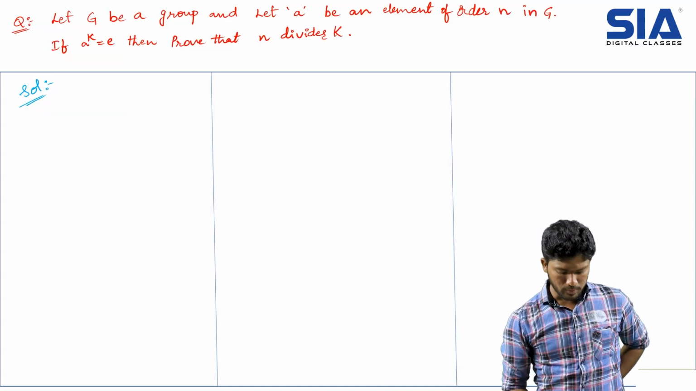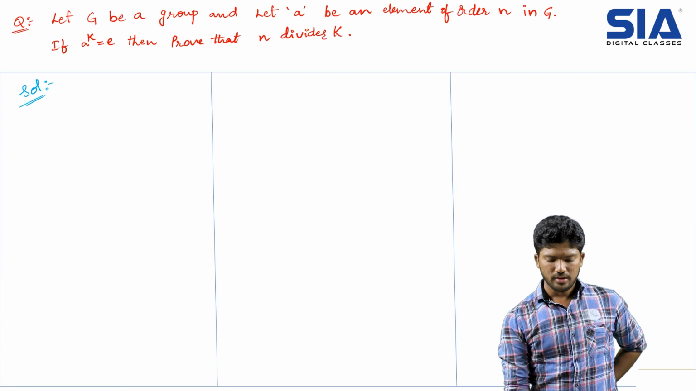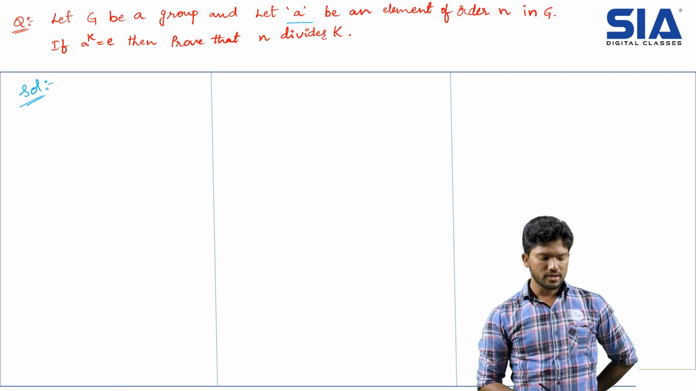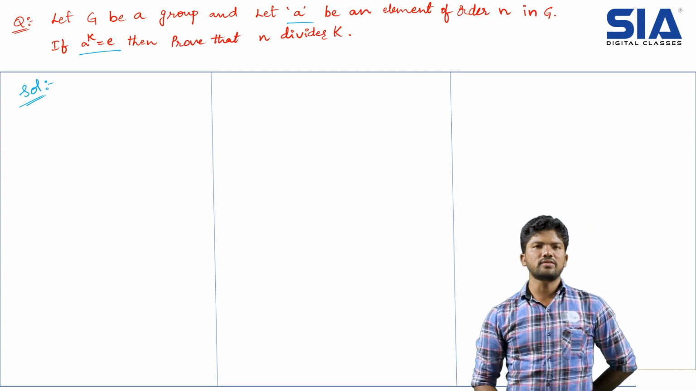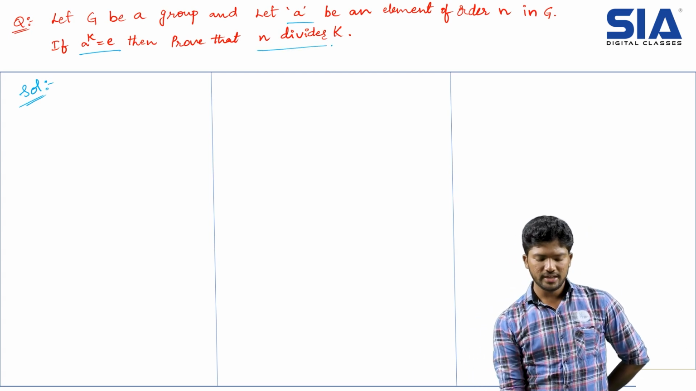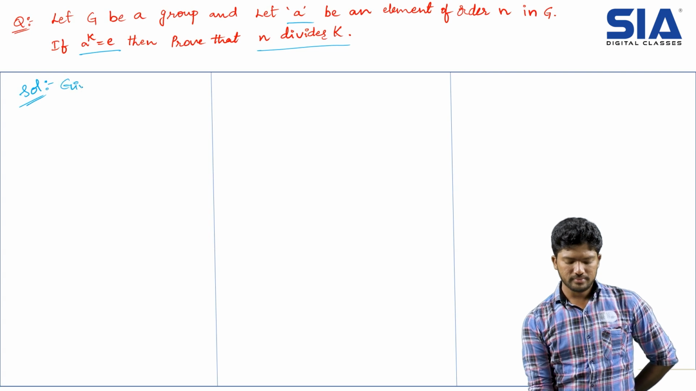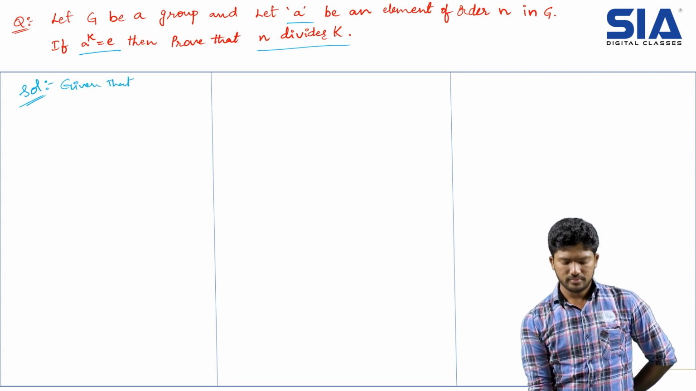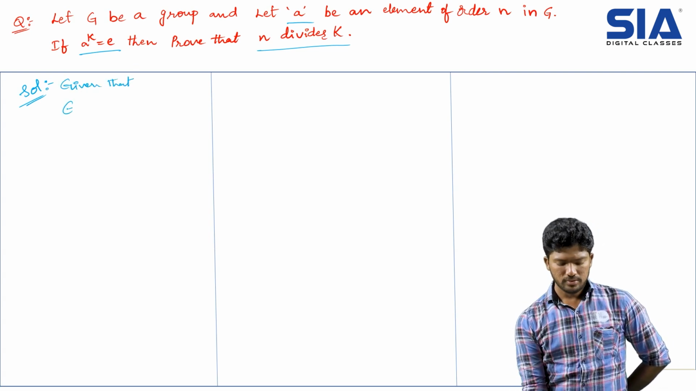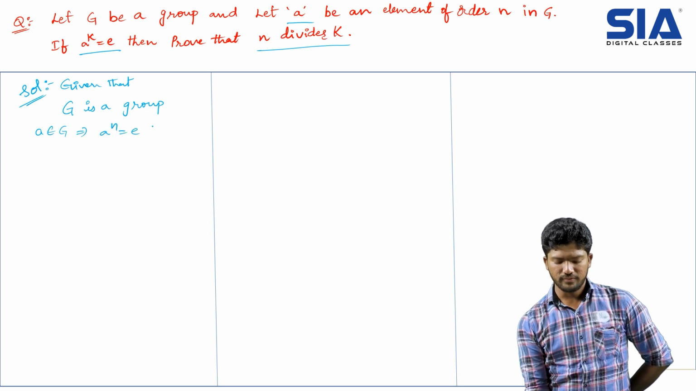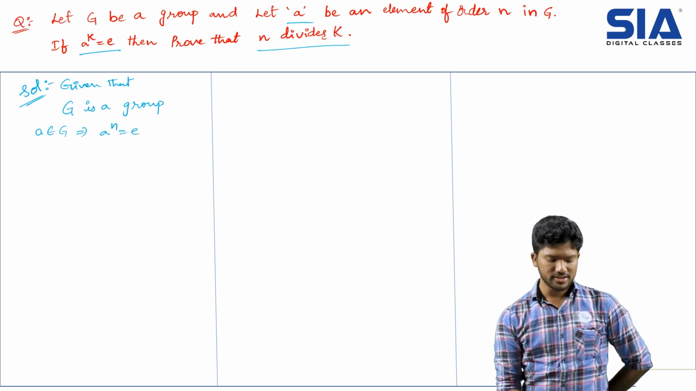Let capital G be a group and small a be an element in capital G of order n. If a power k is equal to small e, then prove that n divides k. Okay, so given that capital G is a group and small a belongs to capital G with finite order, a power n is equal to small e.